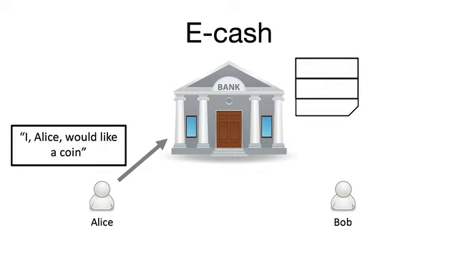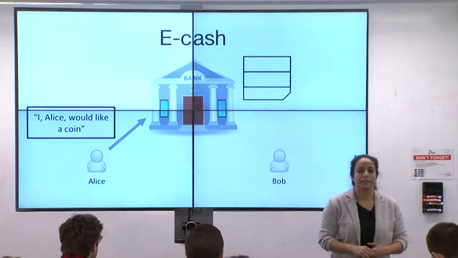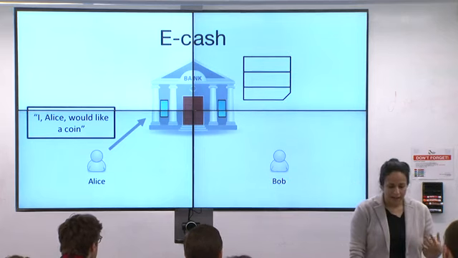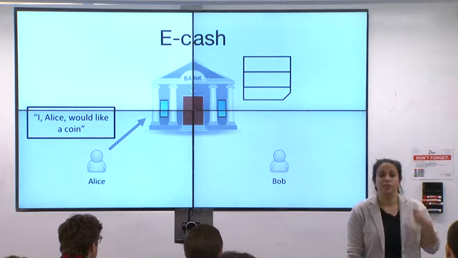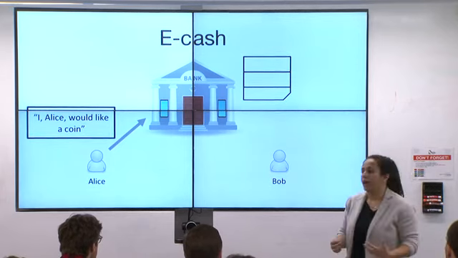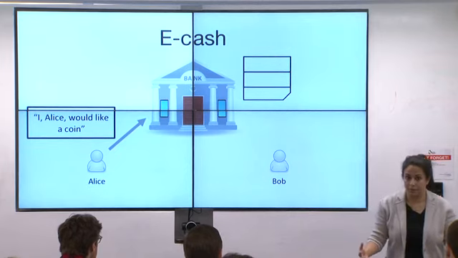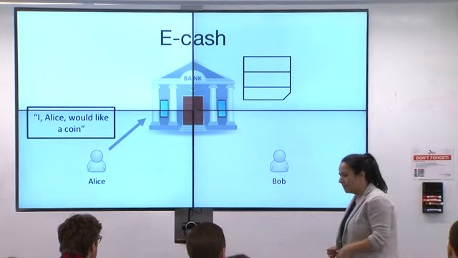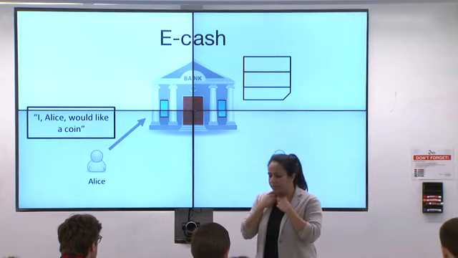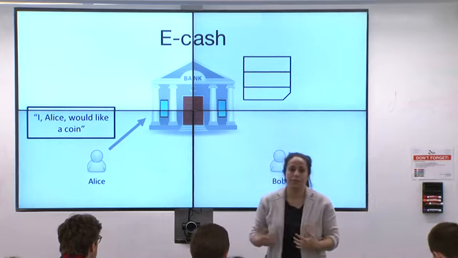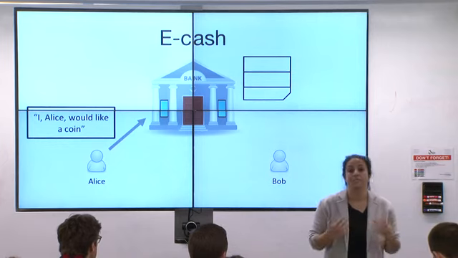The way that eCash works is, instead of Alice saying, hey, bank, do this transfer for me, Alice says, hey, I would like a digital representation of a coin. Can you give me something that is digital, so I don't have to be in the same physical place as you, and that I can use in such a way that I can prove to someone else that I have this thing and that I haven't double spent it?